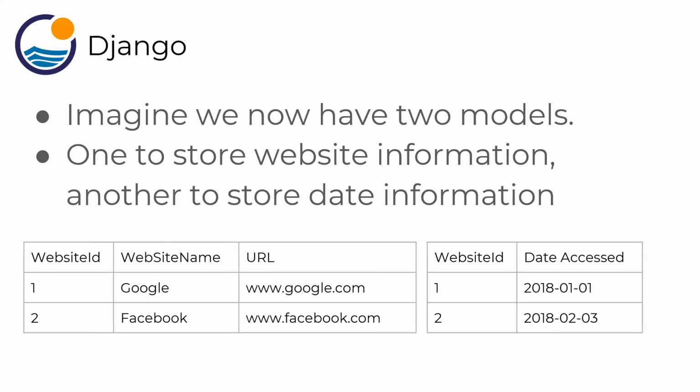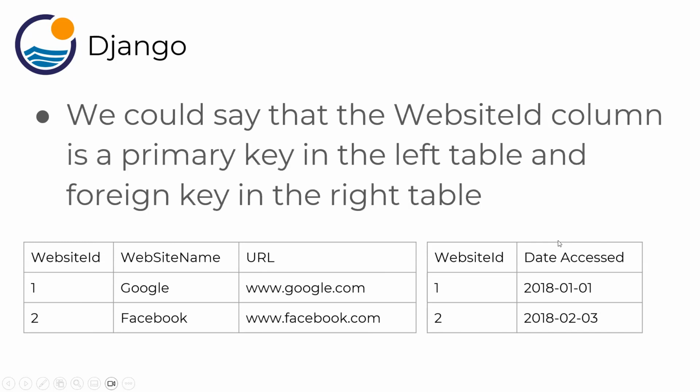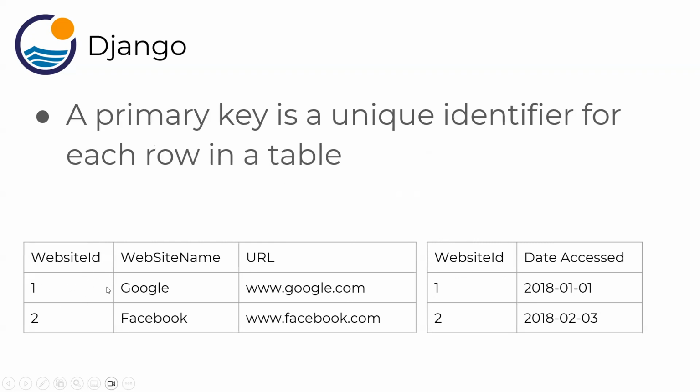So imagine we now have two models. One to store website information, another to store date information. This is the website information, this is the date information. We could say that the website ID column is a primary key. You can understand these are unique in the left table and foreign key in the right table. Here this is the foreign key because this is coming from this table. Here it is foreign key, but here it is primary key. This way you can understand.